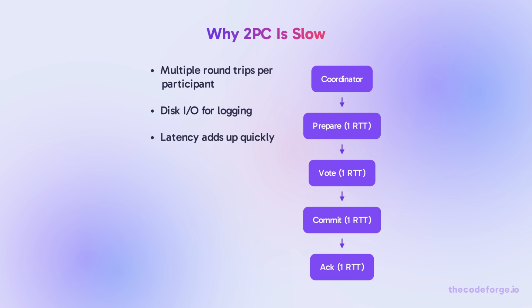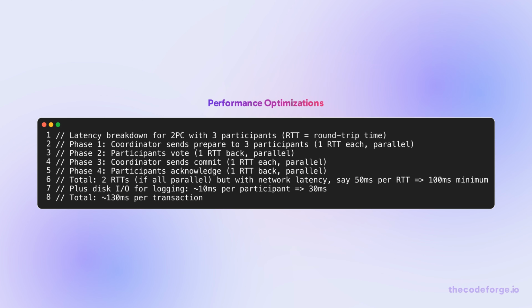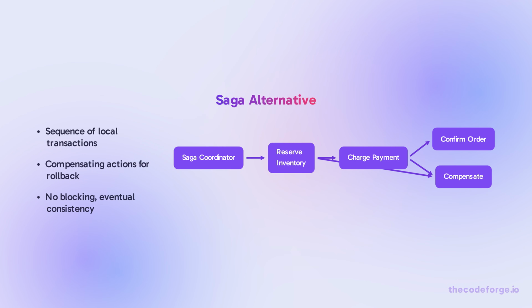2PC adds at least 2 round trips per participant. With 3 participants across data centers, that's 6 network round trips, plus disk I/O latency adds up fast. You can optimize 2PC with presumed abort, read-only optimization, and batching. But honestly, if you need high throughput, don't use 2PC, use Sagas. For most microservices, a Saga is a better fit. Each step commits locally, and compensation actions undo failures. No global locks, no blocking.